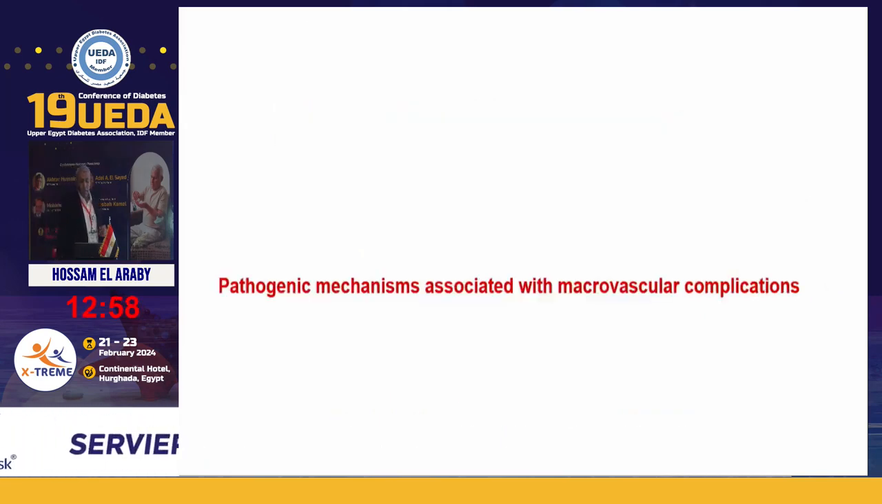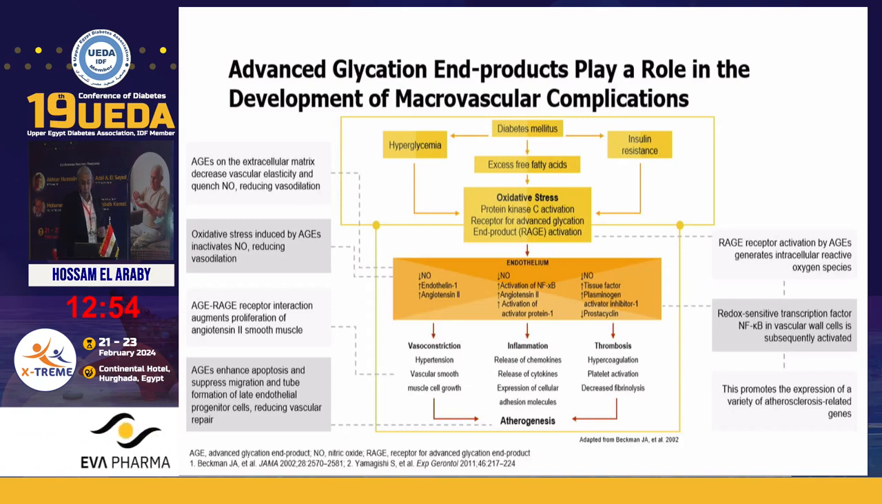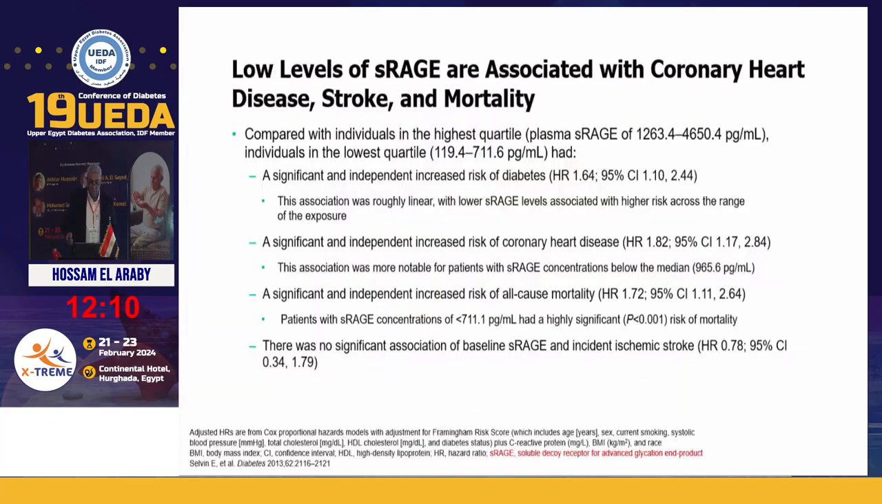The pathogenic mechanisms associated with macrovascular complications. One of the main mechanisms is protein kinase C activation, receptor for advanced glycation end products (RAGE) activation. This occurs through hyperglycemia, diabetes, excessive fatty acid release, insulin resistance, causing vasoconstriction through decreased nitric oxide, increased endothelin, angiotensin II, and inflammation through decreased nitric oxide, activation of nuclear factor, increased angiotensin II, activation of activator protein 1, and thrombosis through decreased nitric oxide, increased tissue factor, plasminogen activator inhibitor, and prostacyclin. All of these can lead to atherogenesis.